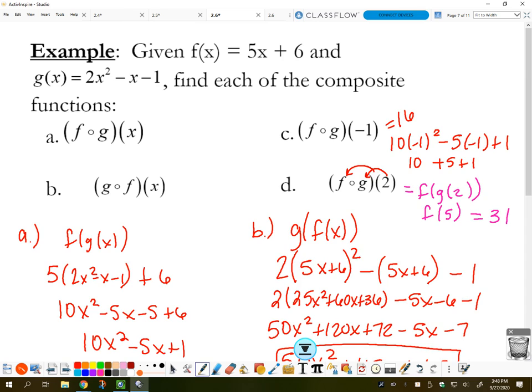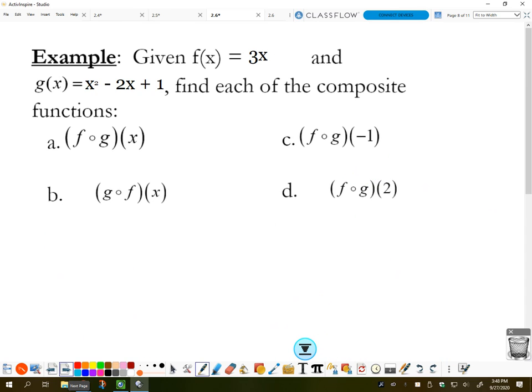All right, so this one I want you to pause and try, and then check and see how you did. So for A, we have f of g. So 3 times x squared minus 2x plus 1. So 3x squared minus 6x plus 3.